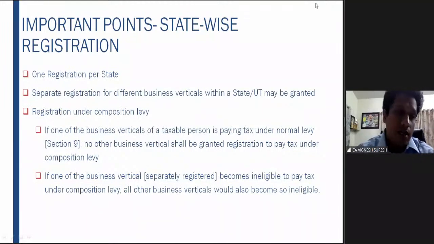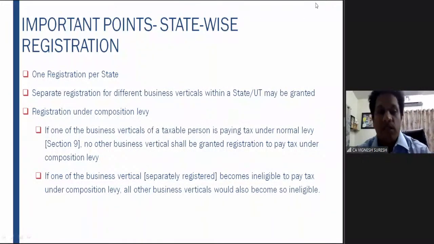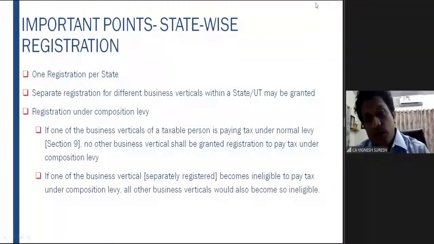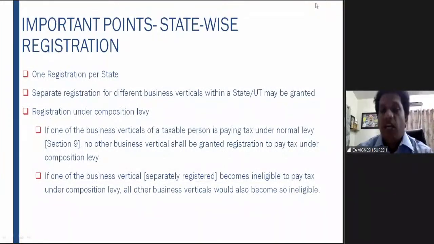So here this particular section deals with a situation wherein there are two business verticals of the taxable person. If one business vertical is registered under regular registration, then if this person opens another business, that person shall not be granted registration under the composition scheme. I hope this point is clear.